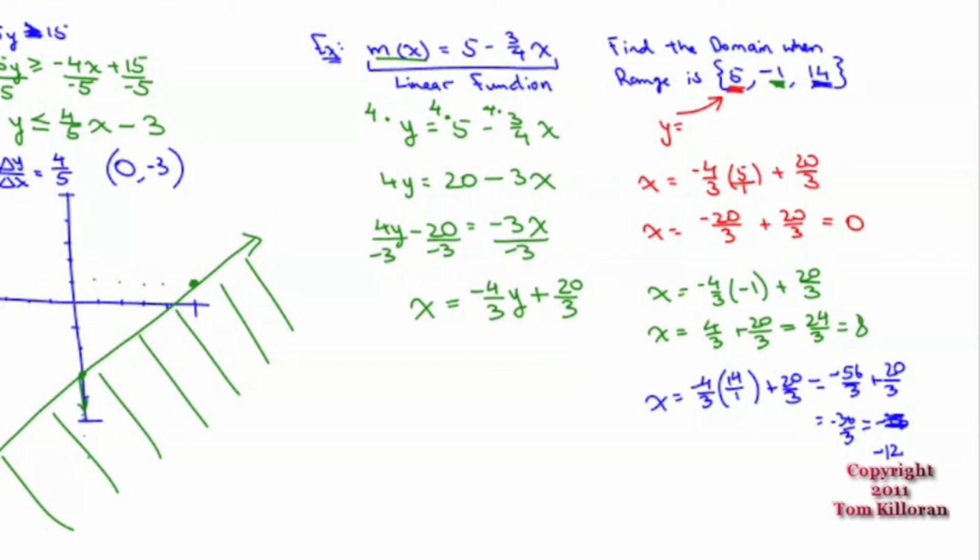So, final answer. It says find the domain, so how do you write it? You can either write the whole word domain or just D. 0, 8, negative 12, in squiggly brackets. And there's your domain. So for the range of 5, negative 1, and 14, our domain is 0, 8, and negative 12. Yay! Not that bad, right?